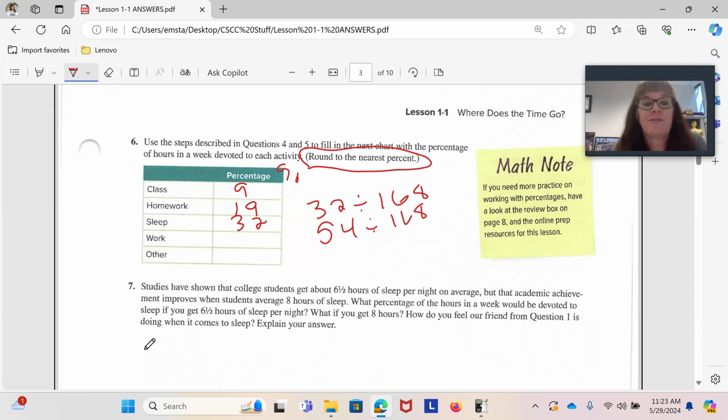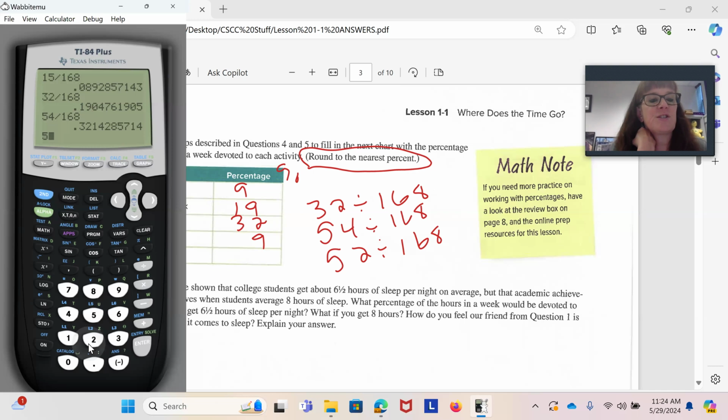Work was 15, which was the same as class, so I already don't have to do that one. I already know it's 9%. Other is 52 divided by the 168. So 52 divided by 168. 0.3095. If I move my decimal 2 places to the right, I get 30.9. So that's going to round to 31%.